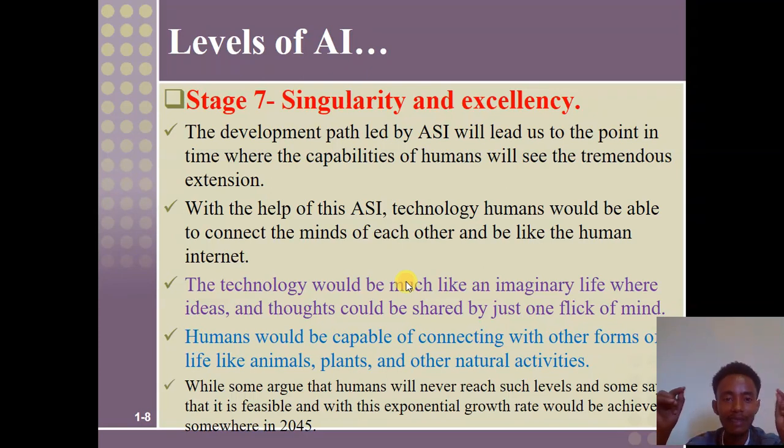Just like the internet of things, the minds of human beings are going to be connected to each other, not only the mind of the human with the mind of the human, but also with other animals, like plants and other natural activity.